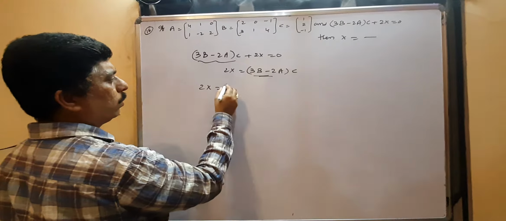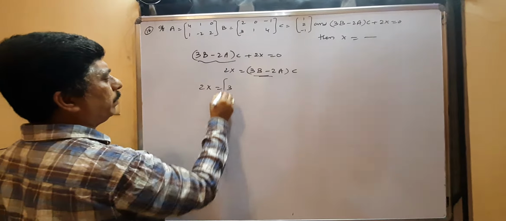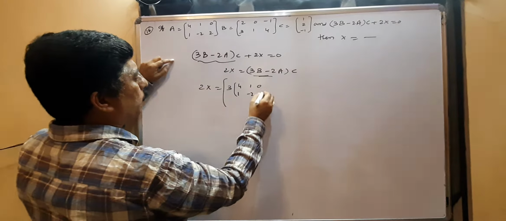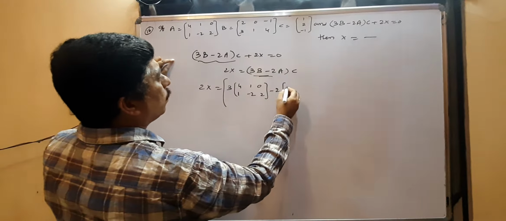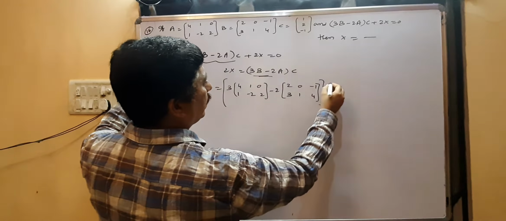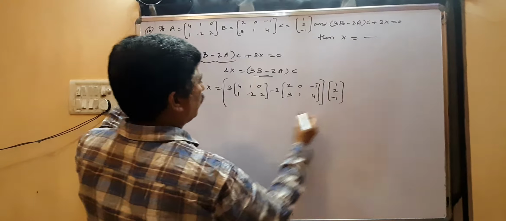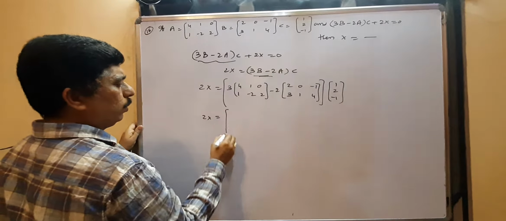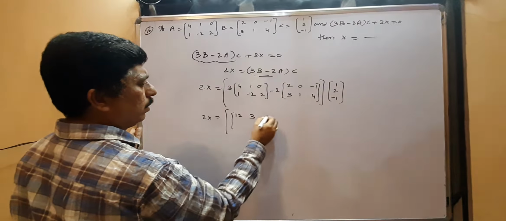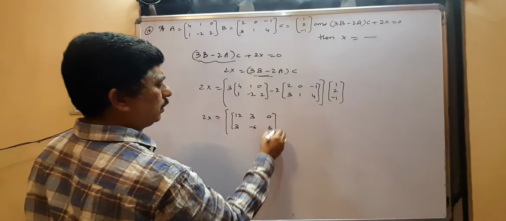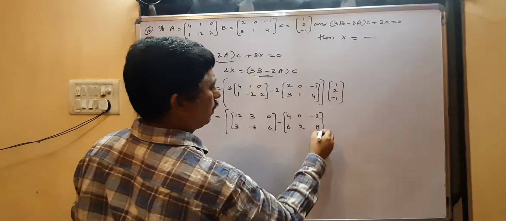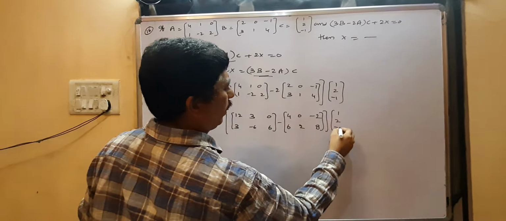2X equals 3 into the B matrix. What does the B matrix have? 4 1 0, 1 minus 2 2. Minus 2 times A, which is 2 0 minus 1, 3 1 4, into matrix 1 2 minus 1. Multiply: 3 into 4 is 12, 3, 0, 3, minus 6, 6. 2 multiplied: 4, 0, minus 2, 6, 2, 8, into 1 2 minus 1.